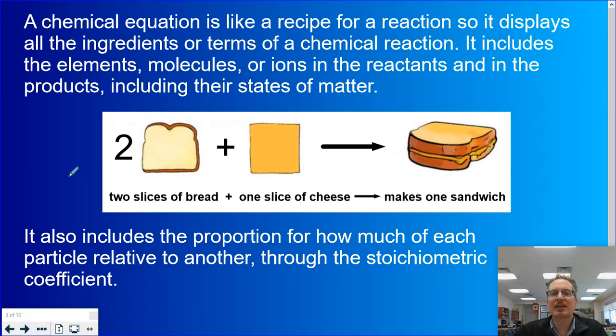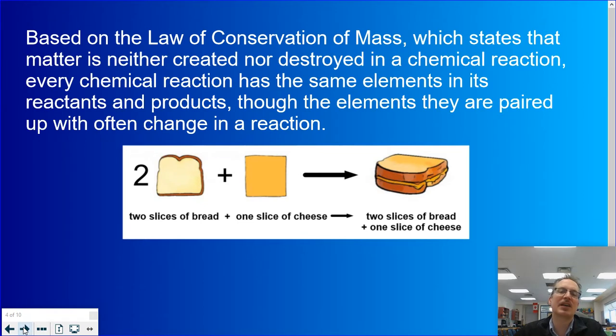Now, these balancing numbers are going to be important. So again, we have a 2 for slices of bread. If we don't write it down, of course, we have a 1 here for slices of cheese. And again, we'll make 1 sandwich. Well, this will relate to something we looked at in grade 9 called the law of conservation of mass. I'll remind you that the law of conservation of mass states matter is neither created nor destroyed in a chemical reaction. It is only changed from one form to another.